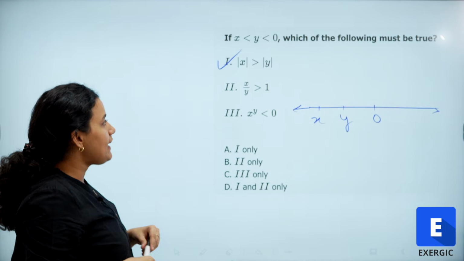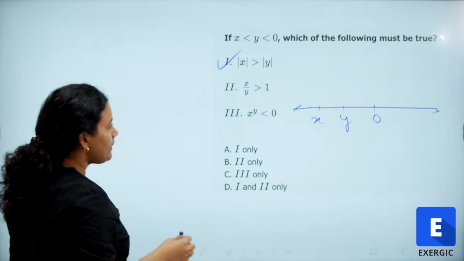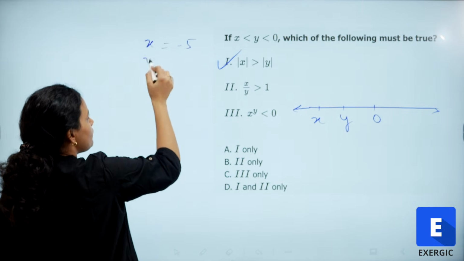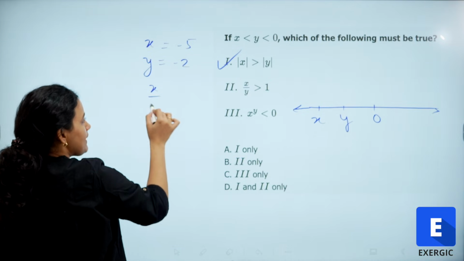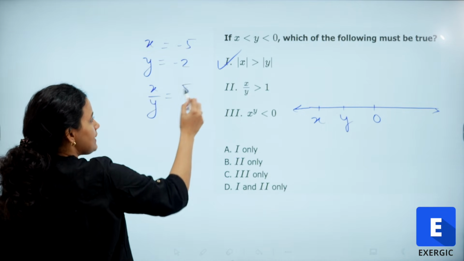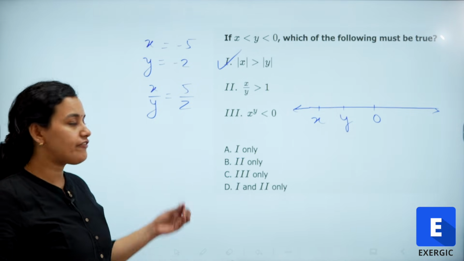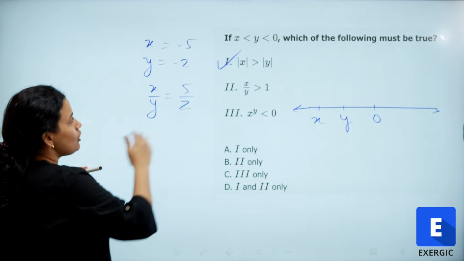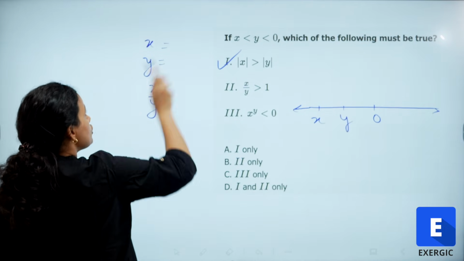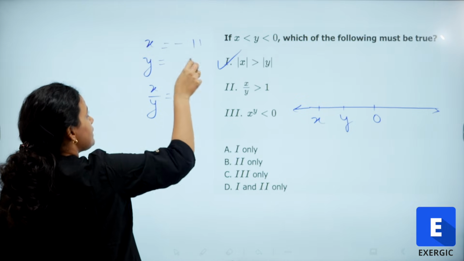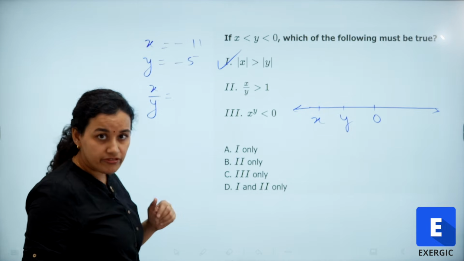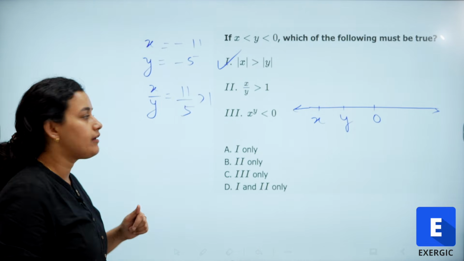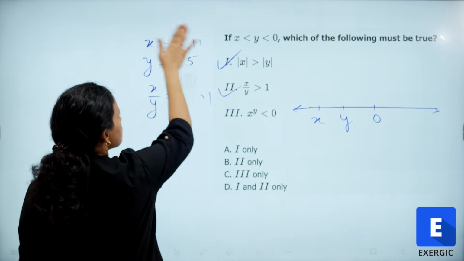What about the next one? x by y is greater than 1. Is x by y greater than 1? Again, if I take x to be minus 5 and y to be minus 2, when I take x by y, remember that the minus signs get cancelled. So I am left with a fraction which is always going to be greater than 1. You can take any value of x and y and see if this holds true. Suppose I take x as minus 11 and y as minus 5. This is going to be 11 by 5, which is greater than 1. So x by y greater than 1 always holds true.